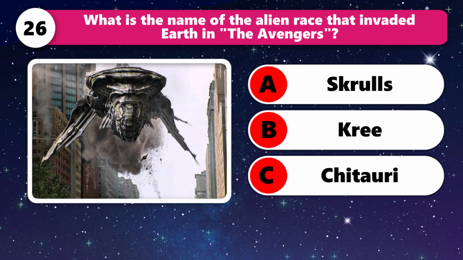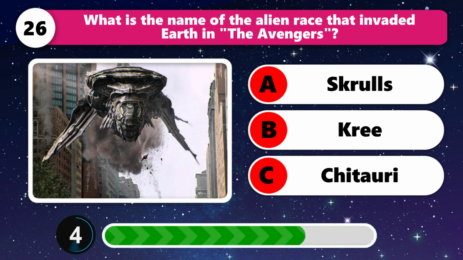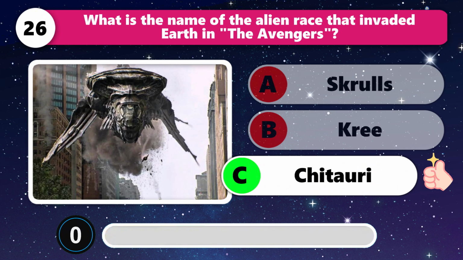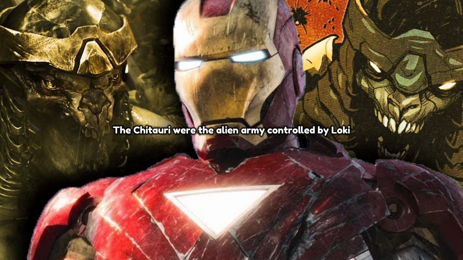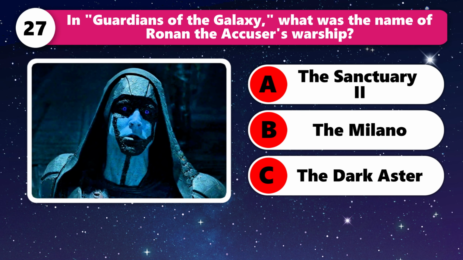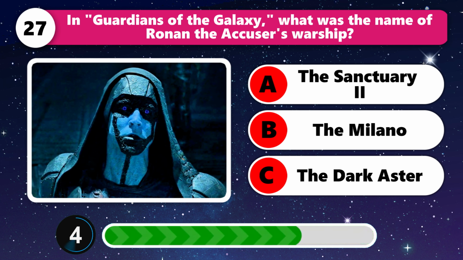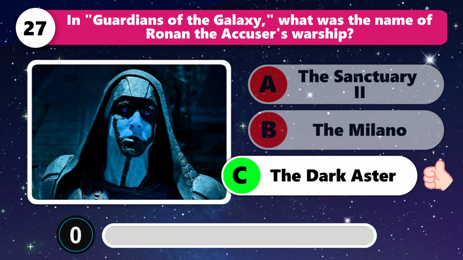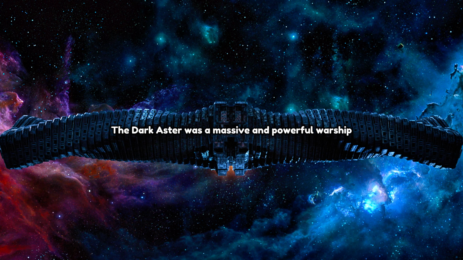What is the name of the alien race that invaded Earth in the Avengers? That's spot on! The Chitauri were the alien army controlled by Loki. In Guardians of the Galaxy, what was the name of Ronan the Accuser's warship? Superb! The Dark Aster was a massive and powerful warship.